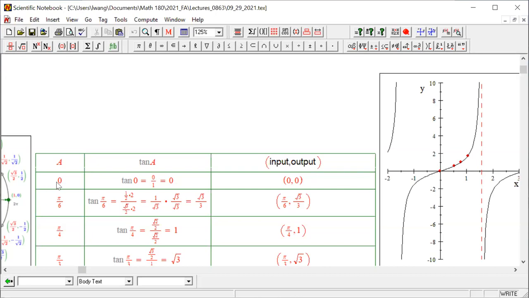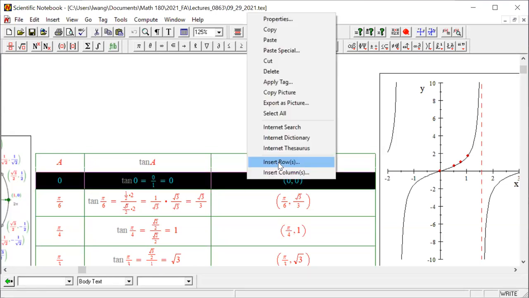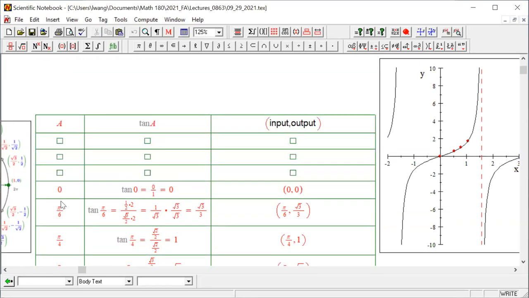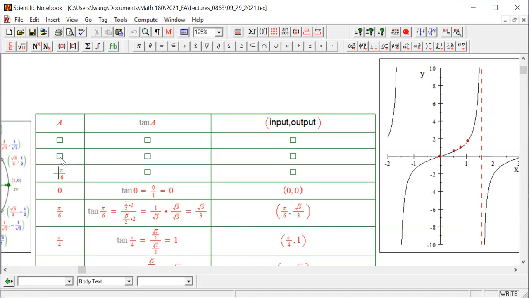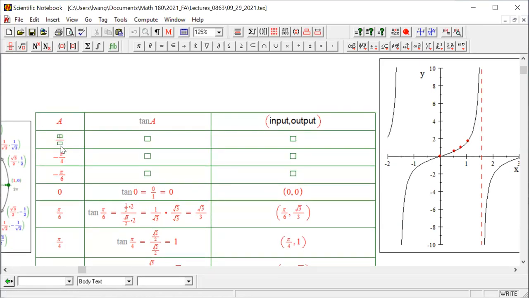Okay, so now I'm going to give you some more points to calculate. Okay, so what are these more points? I'm going to give you negative pi over 6, negative pi over 2. Okay, so come on, you guys, roll up your sleeves. Pi over 3, negative.